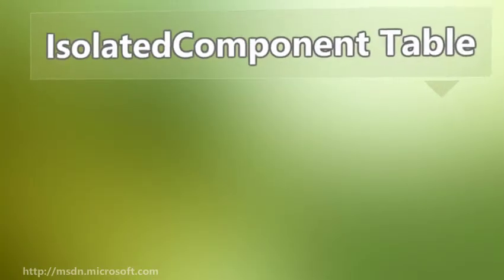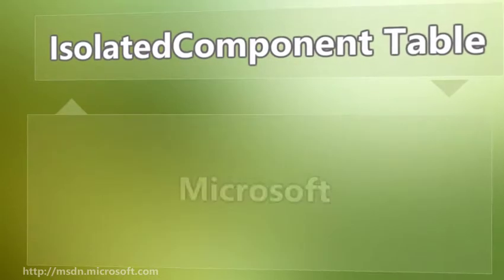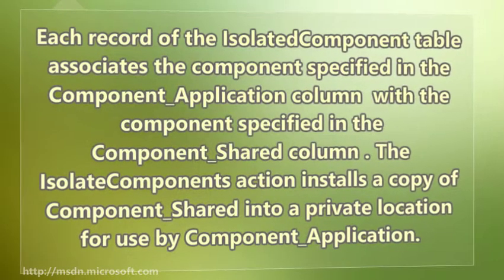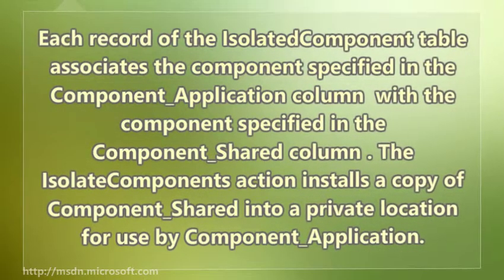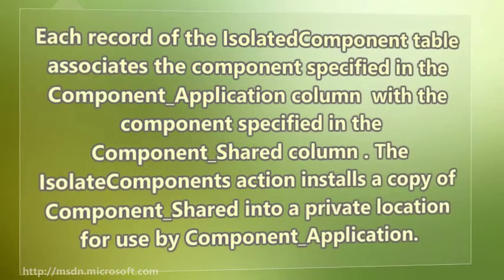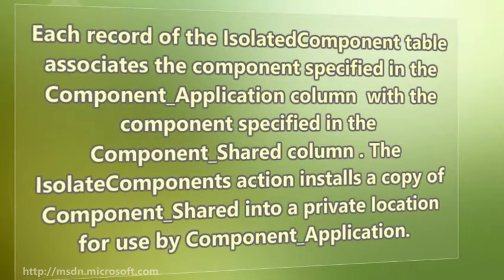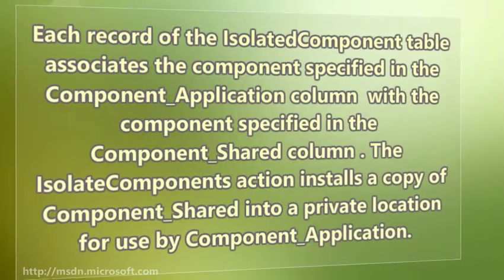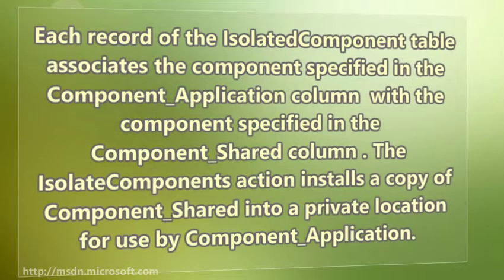Isolated component table. Each record of the isolated component table associates the component specified in the component application column with the component specified in the component shared column. The isolated components action installs a copy of component shared into a private location for use by component application.